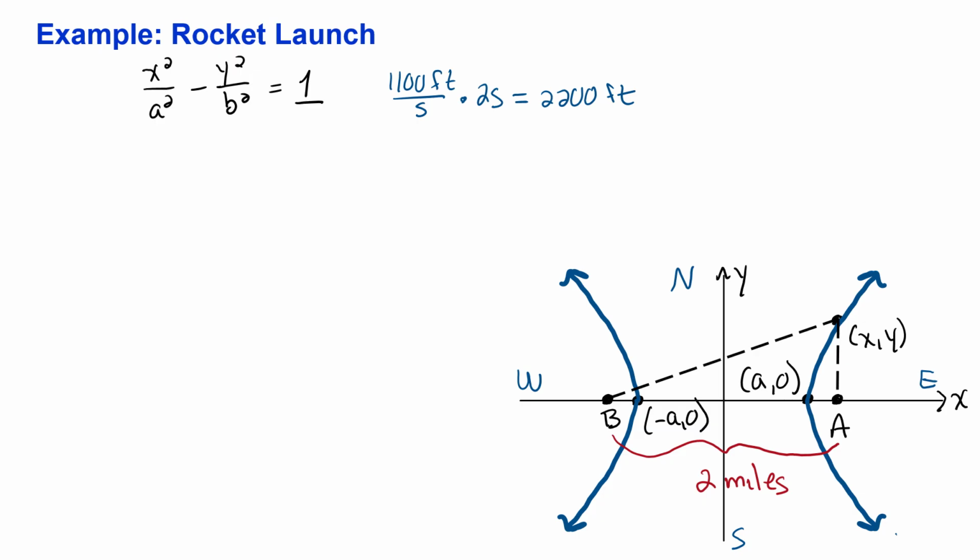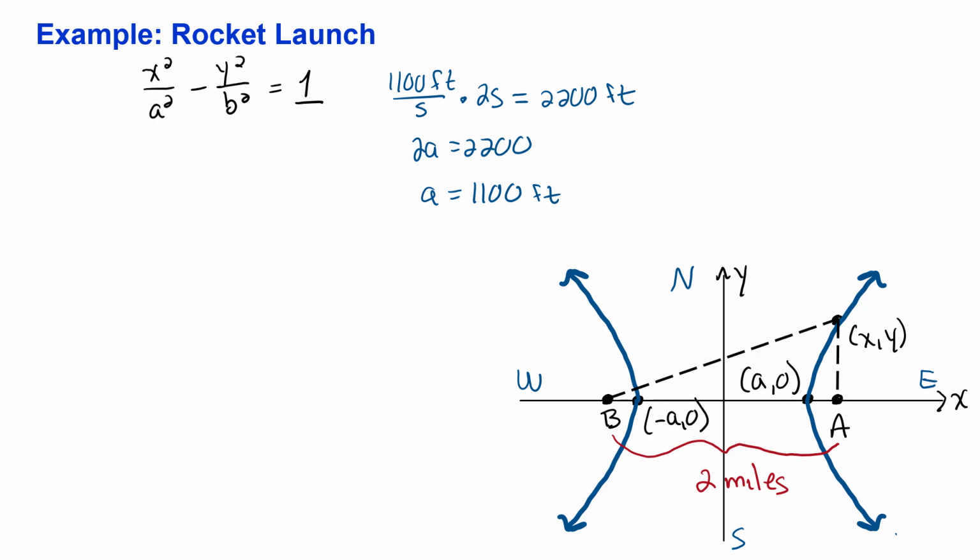In other words, the difference in distances from A to the rocket and from B to the rocket is 2200 feet. Now recall, by definition, this distance is constant for any point on the hyperbola and is equal to the length of the transverse axis, the distance between both vertices. So we can write the equation 2a equals 2200. Dividing both sides by 2, we find that a is equal to 1100 feet.